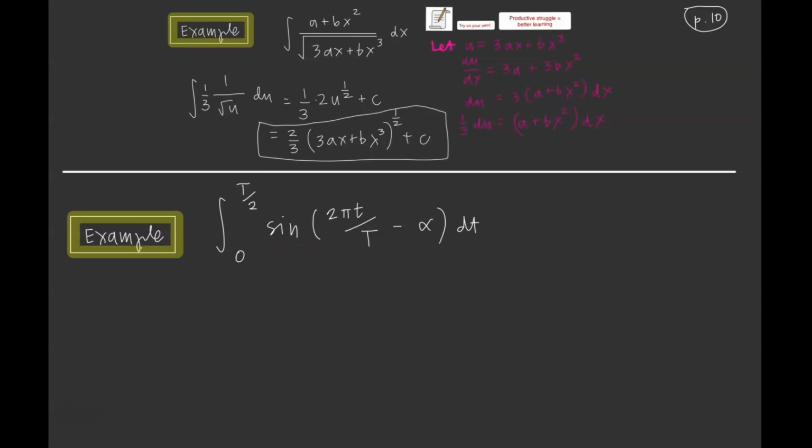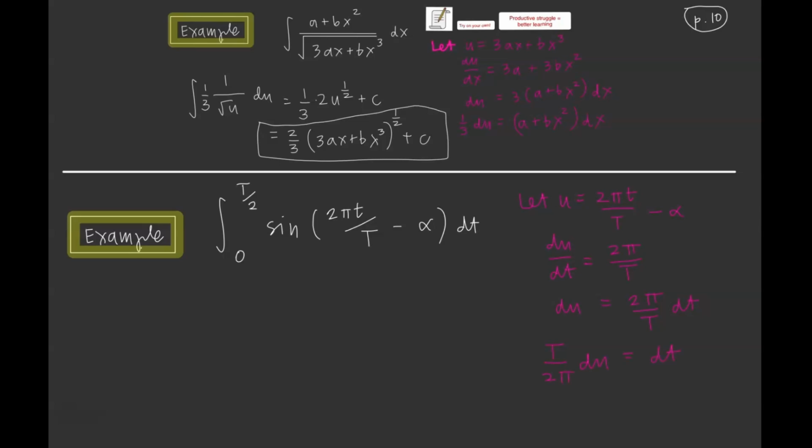So we're going to let u equal that inner function, 2 pi little t divided by big T minus alpha. And then du dt is just 2 pi over big T. This was just a constant that went to 0. And so du equals 2 pi over big T dt. I don't really have anything like this in here, so I'm just going to move this constant over so it makes it easier on my brain to make the substitution. Big T over 2 pi du is the same thing as dt.